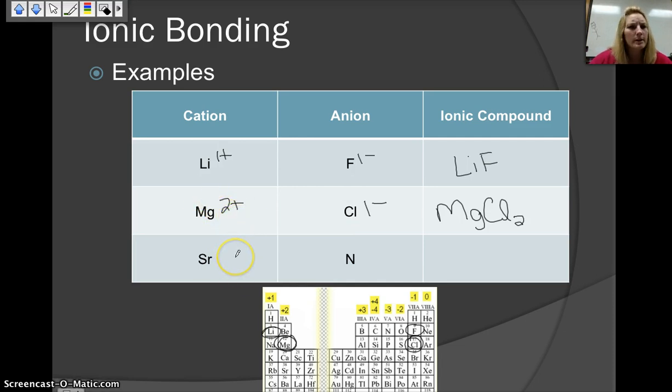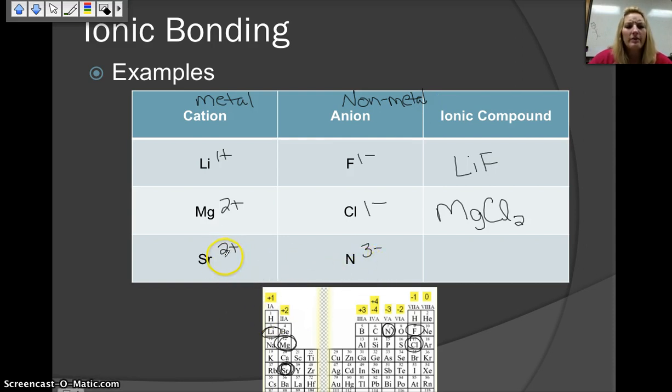Now let's try this one. This one gets a little tricky. Sr, here it is on the periodic table, right here. So it is a 2 plus. And nitrogen, over here on the periodic table, is a 3 minus. Now notice all these are, the cations are the metals, and the anions are the nonmetals. All of our ionic bonds are between those two.